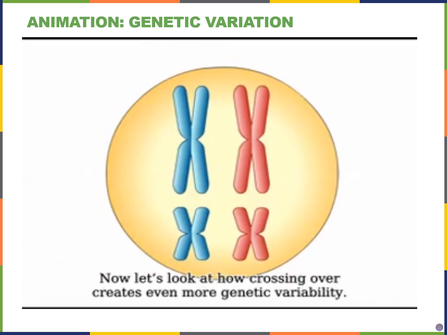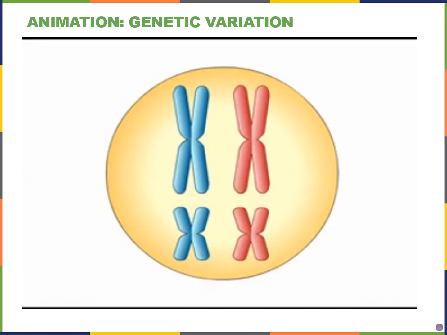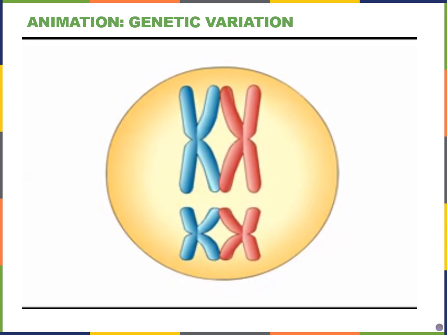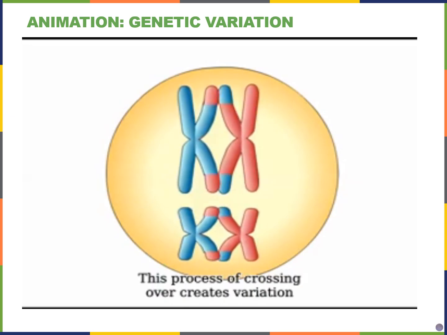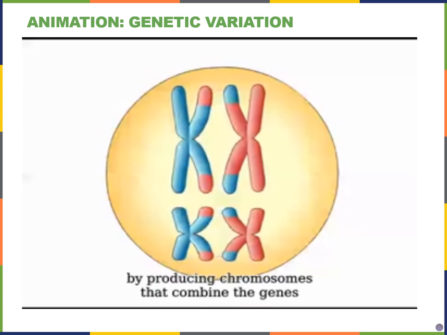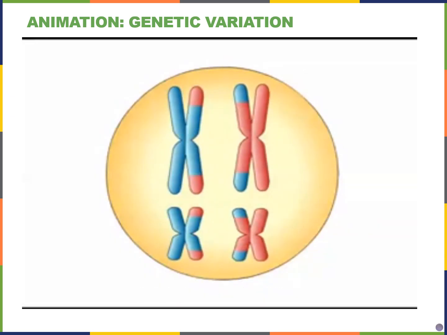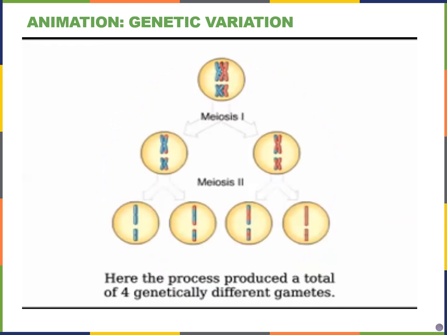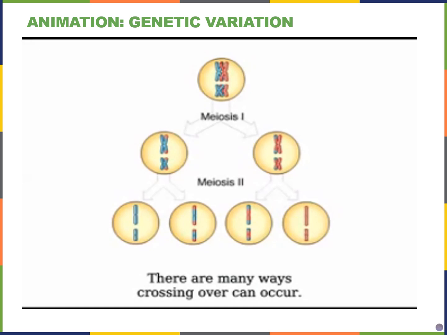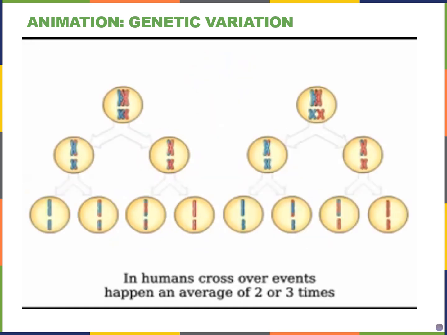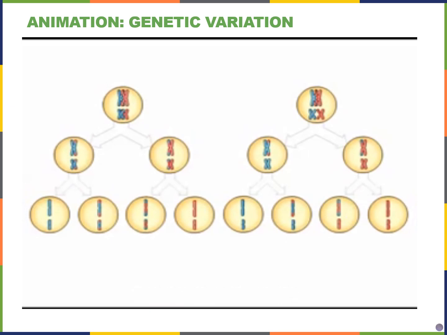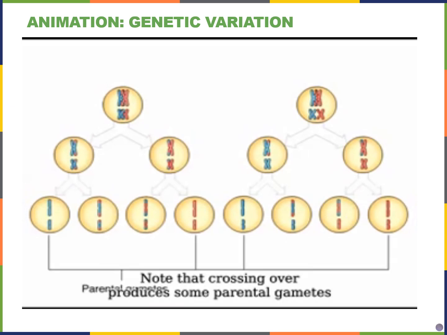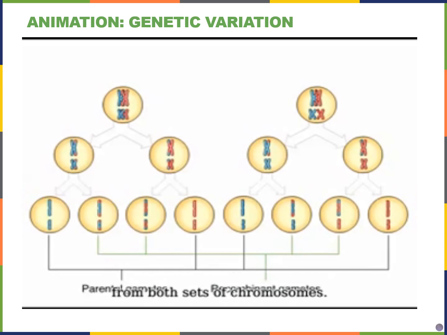Now let's look at how crossing over creates even more genetic variability. During prophase 1 of meiosis, homologous chromosomes pair up very closely, and corresponding parts of 2 non-sister chromatids may trade places. This process of crossing over creates variation by producing chromosomes that combine the genes inherited from 2 parents. Here the process produced a total of 4 genetically different gametes. There are many ways crossing over can occur. In humans, crossover events happen an average of 2 or 3 times per chromosome pair, greatly increasing the variation among eggs and sperm. Note that crossing over produces some parental gametes with chromosomes like those of the parents, and some recombinant gametes with a mixture of genes from both sets of chromosomes.